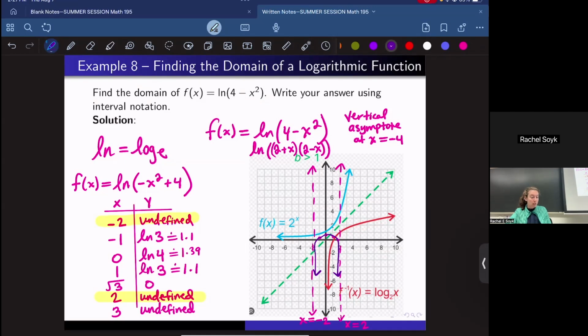And then in terms of the domain of the function, our domain is all values wedged between these two vertical asymptotes, which means it's from -2 to 2. And what's the reasoning behind that? Well, again, you cannot take the natural log of a negative value. It's impossible.